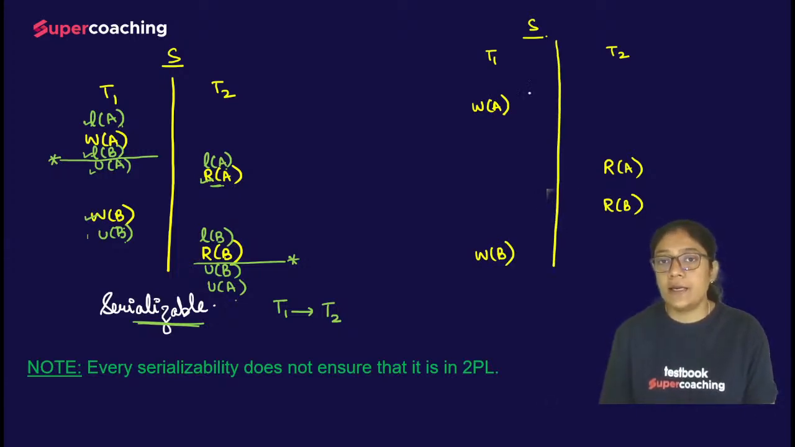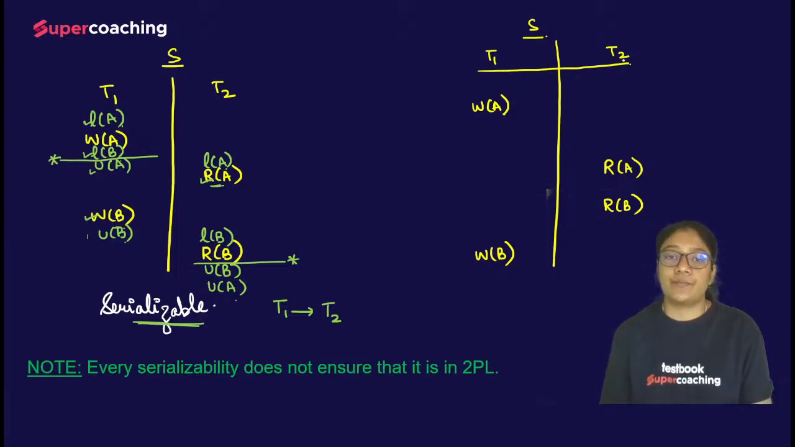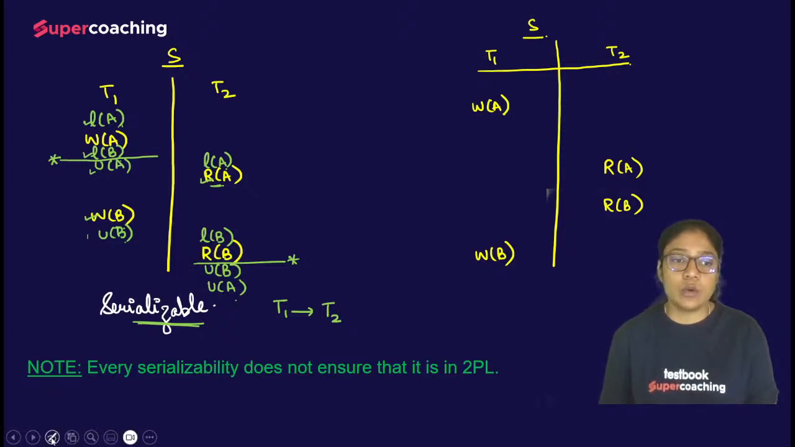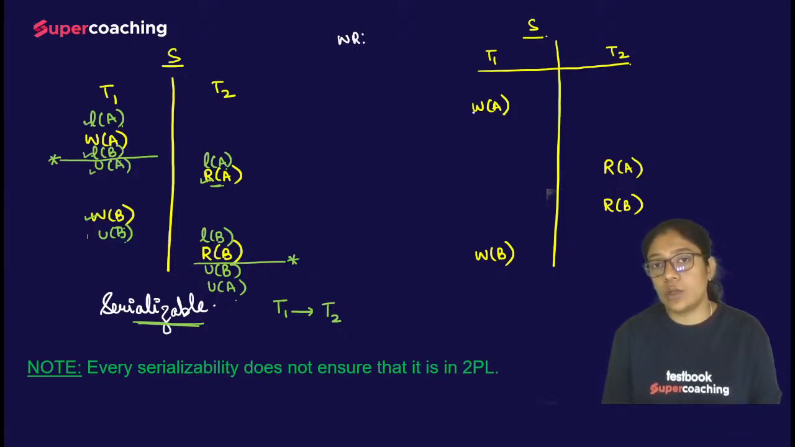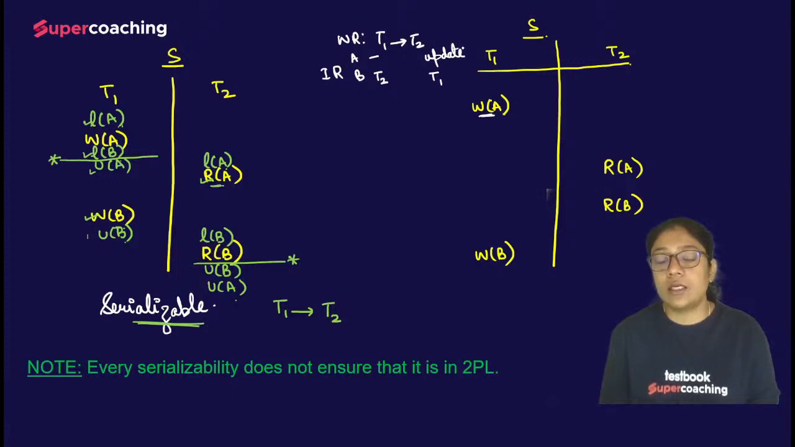So first of all, identify whether the given schedule is serializable. Check view serializability. WR sequence: if we check here for the WR sequence, we are getting T1 to T2. If we check for the initial read on the data item A, there is no initial read. For B, T2 is reading the value, and after that T1 is writing the value. This gets updated by T1. So from here we are getting the dependency.